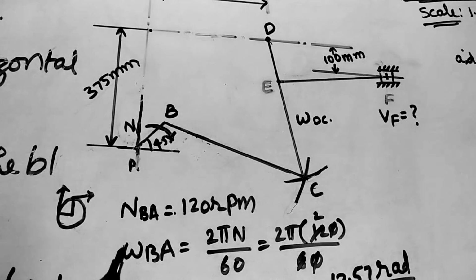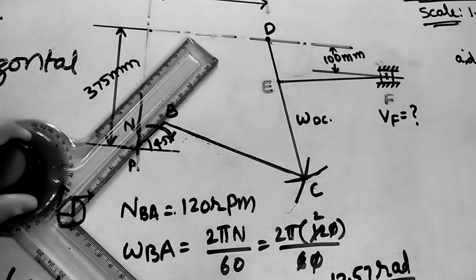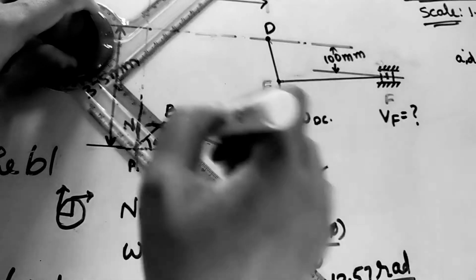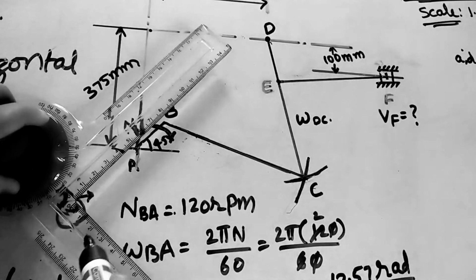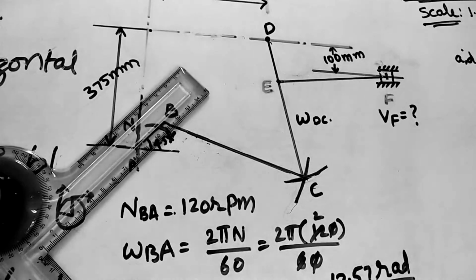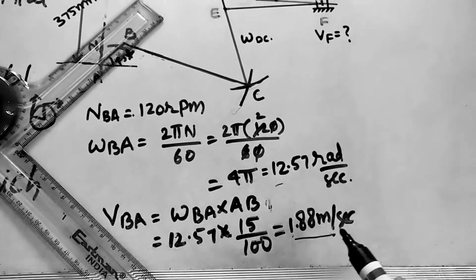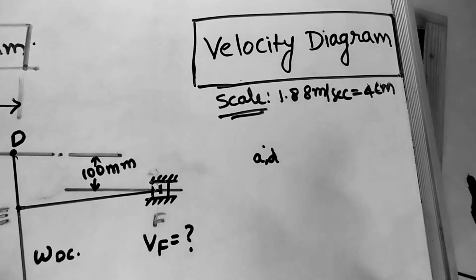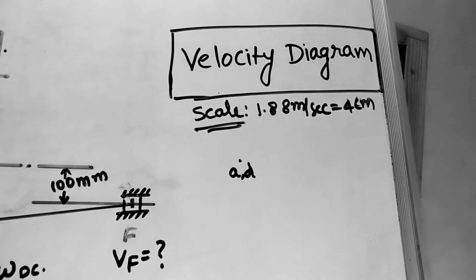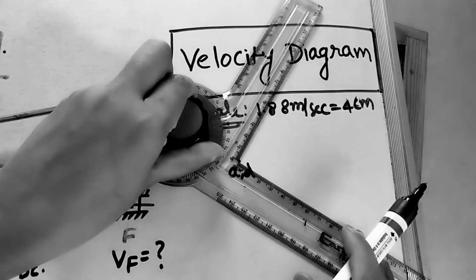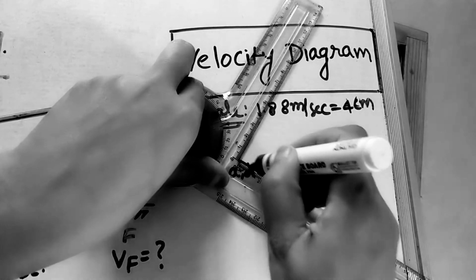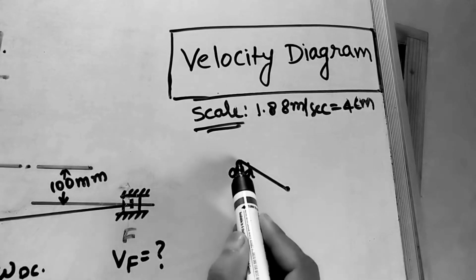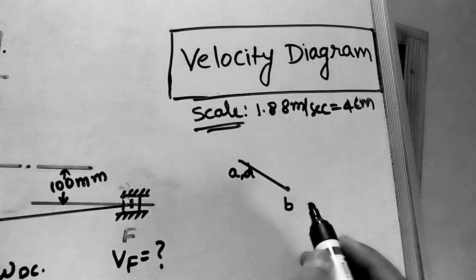For taking the perpendicular line, we fix one scale of the drafter to this link, and another scale will show the velocity in the perpendicular direction, because this angle is 90. How much do we need to mark? The B velocity is 1.88 meter per second, but we are considering this value as 4 centimeter. With this scale I am taking 4 centimeters here. This point is A, which we already did, so this end point is B.